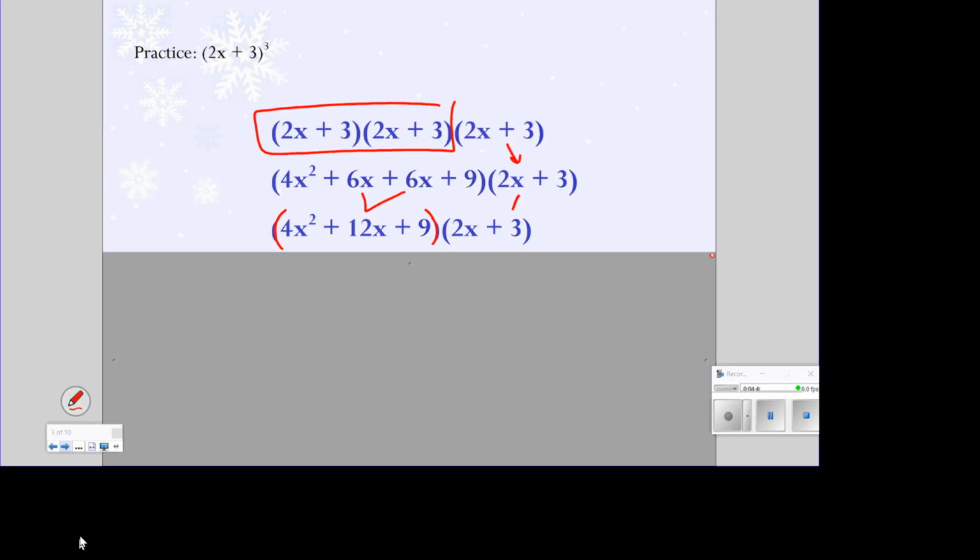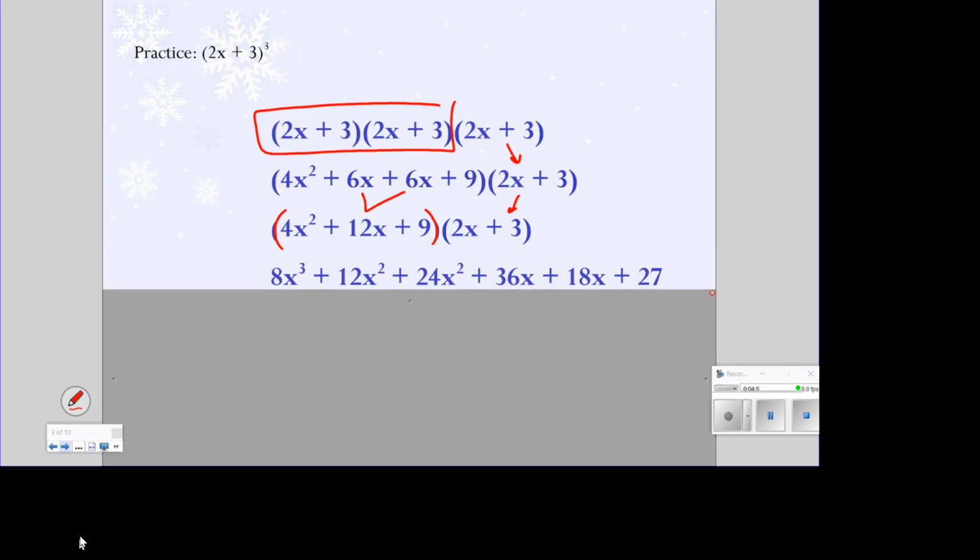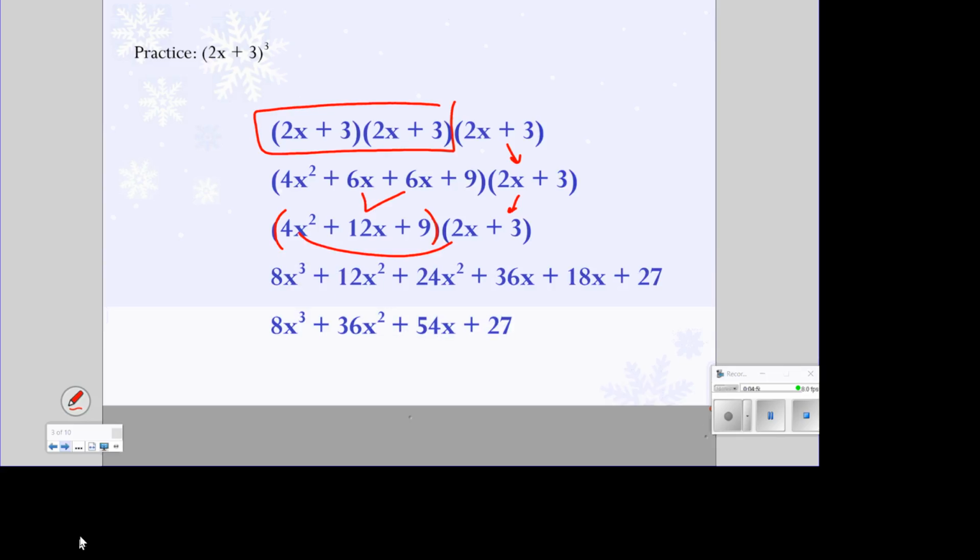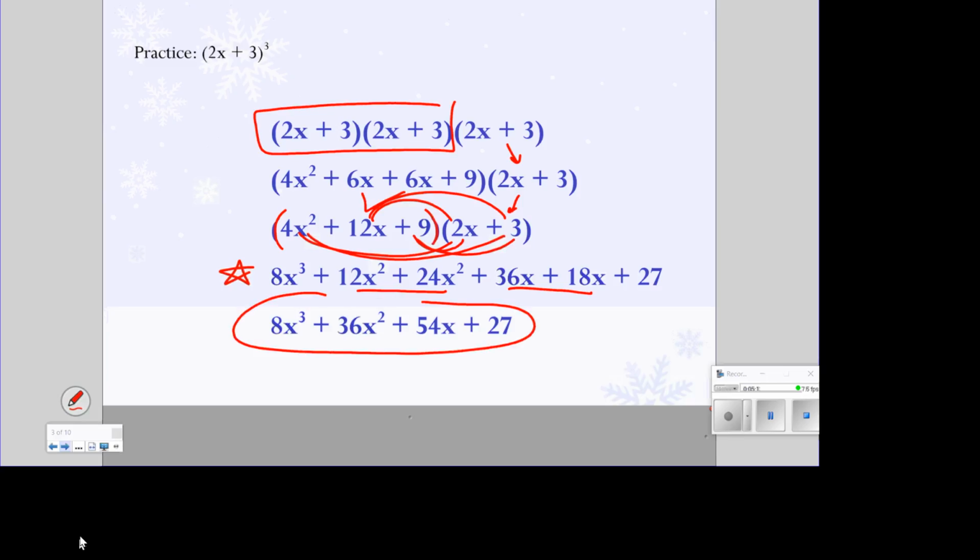Make sure to bring that 2x plus 3 down with our work, even though we haven't done anything with it yet. From there, you multiply these last 2 together. We should have lots of arrows here, to get this long stretched out polynomial, and finally combine your like terms. So this is what you should have ended with.